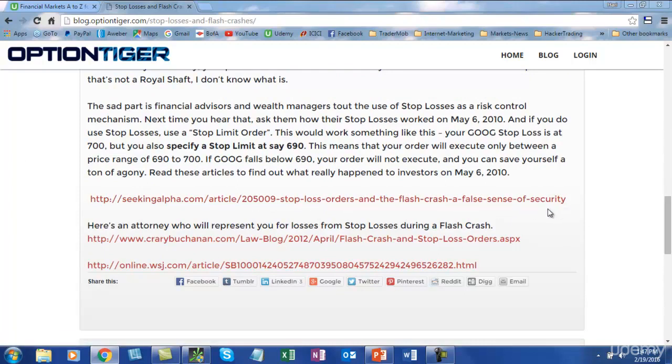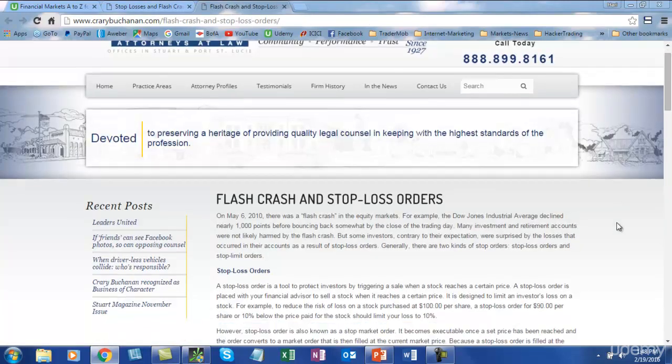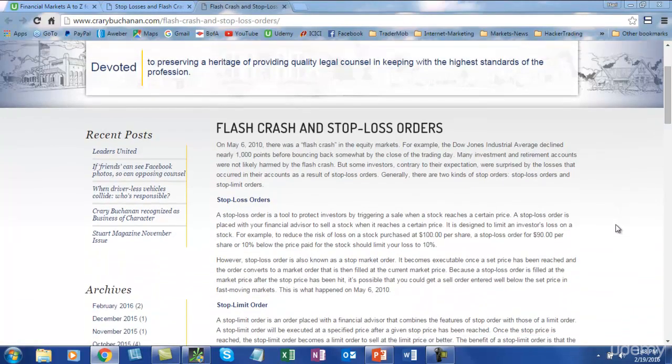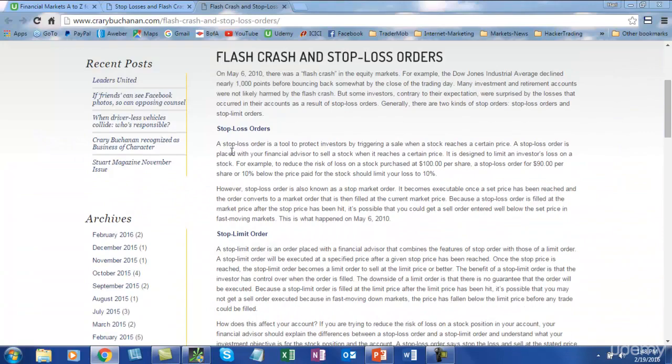Because once you put a stop loss order, you think you're secure. If the stock falls to that level, you'll be out of your position. But that's not the case in the case of a flash crash. And here you have an attorney who represented people who lost a lot of money on that day due to the flash crash. You can see here, stop loss order is a tool to protect investors by triggering a sale. Stop loss order is placed with your financial advisor to sell a stock.